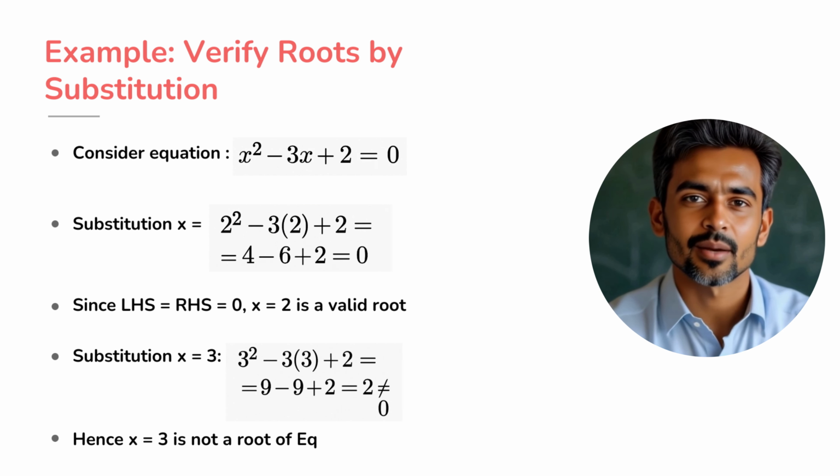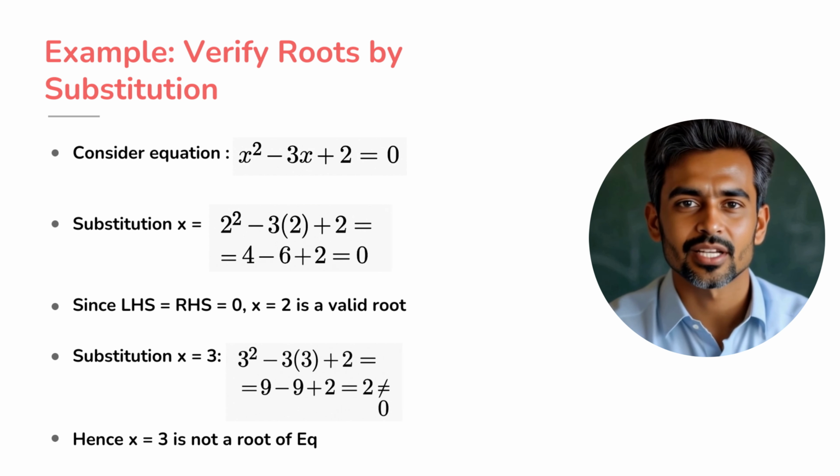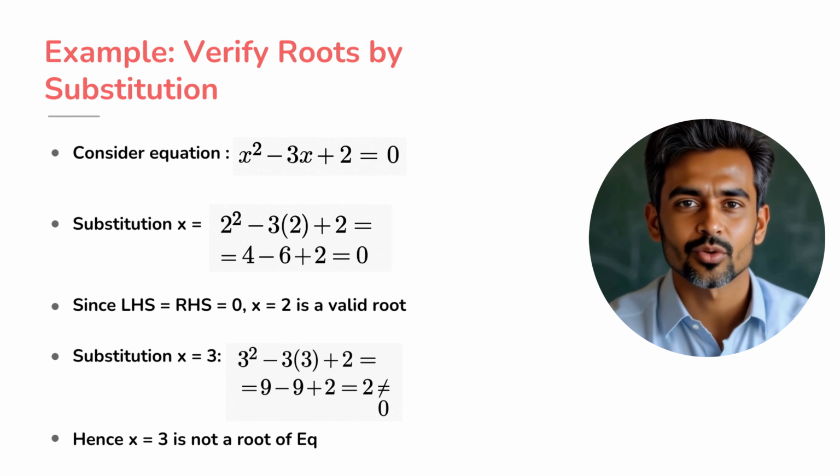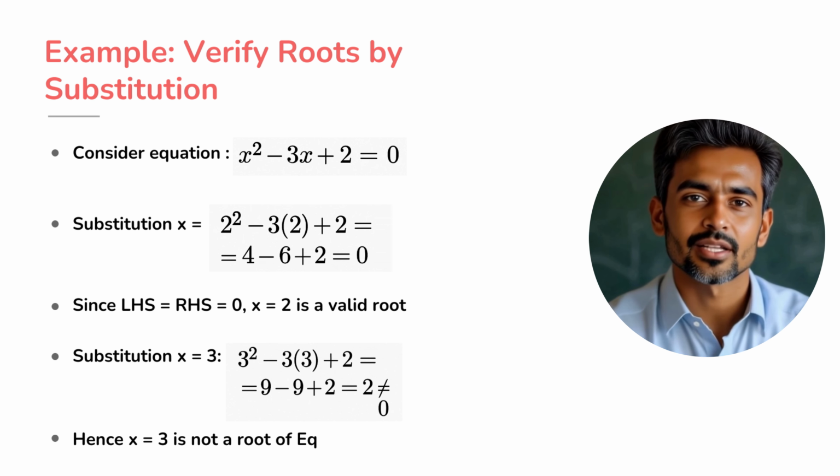Let's check with an example. x² - 3x + 2 = 0. Substitute x = 2. That gives 2² - 3 times 2 + 2, which is 4 - 6 + 2 = 0. Perfect. x = 2 is a root.